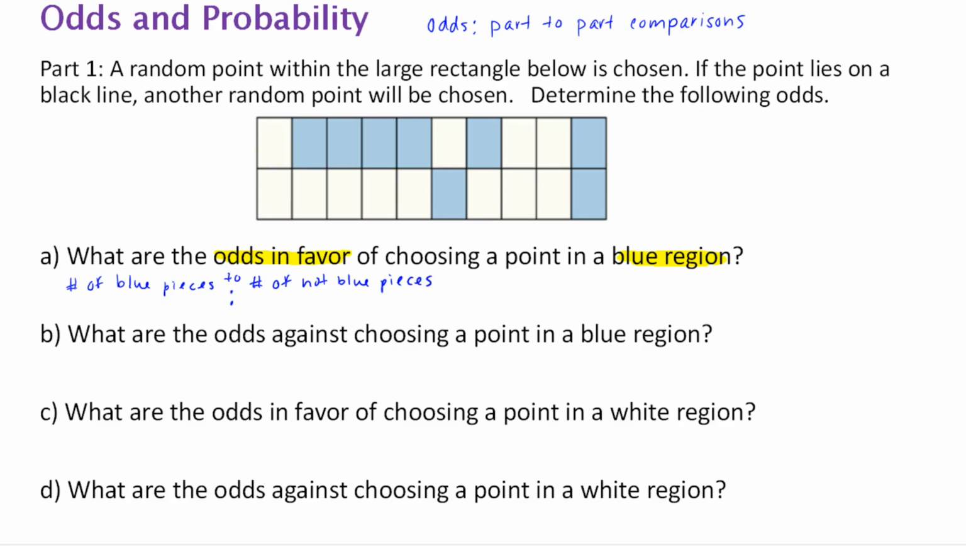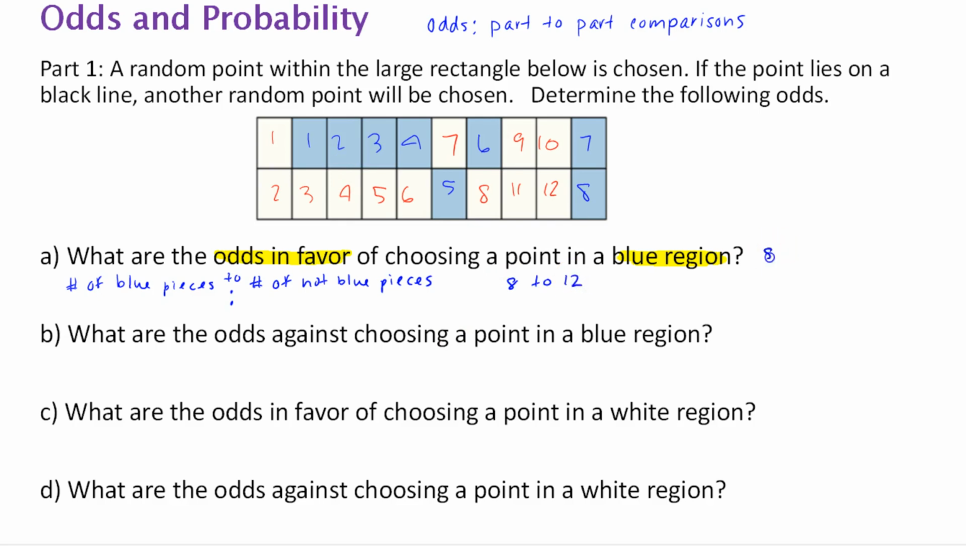Let's count the blue pieces. 1, 2, 3, 4, 5, 6, 7, 8. So 8 of the pieces are blue. I'm pretty sure there's 20 in total, but I'll count the white ones too. 1, 2, 3, 4, 5, 6, 7, 8, 9, 10, 11, 12. So there are 8 blue pieces and 12 not blue, or white, pieces. So our odds are 8 to 12.